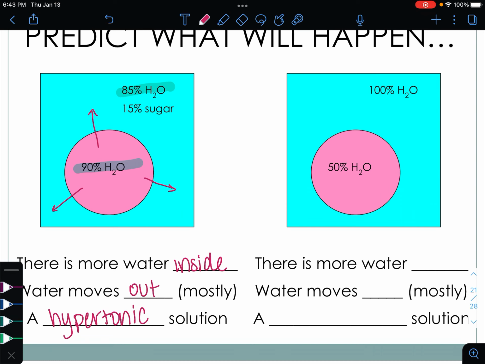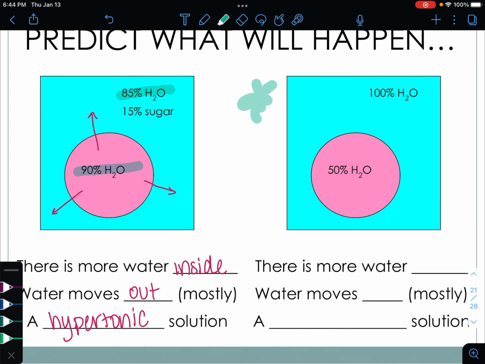Okay, what I would like for you guys to try and do is pause the video and see if you guys can fill out this example right here. And then after you finish, play and then check your work.